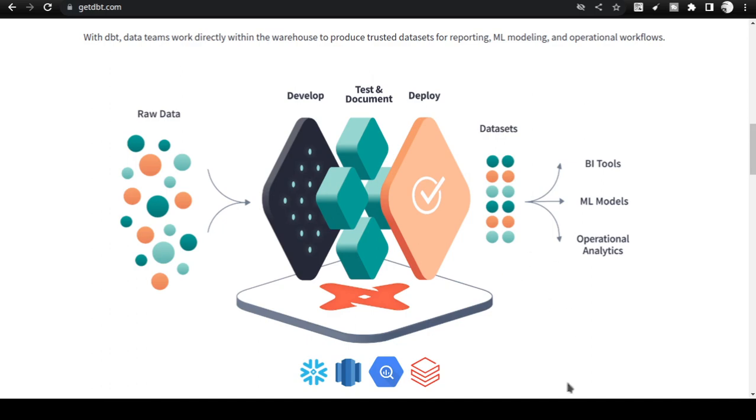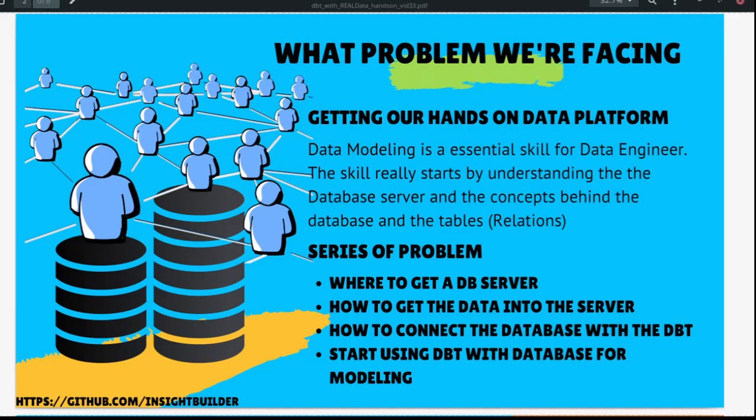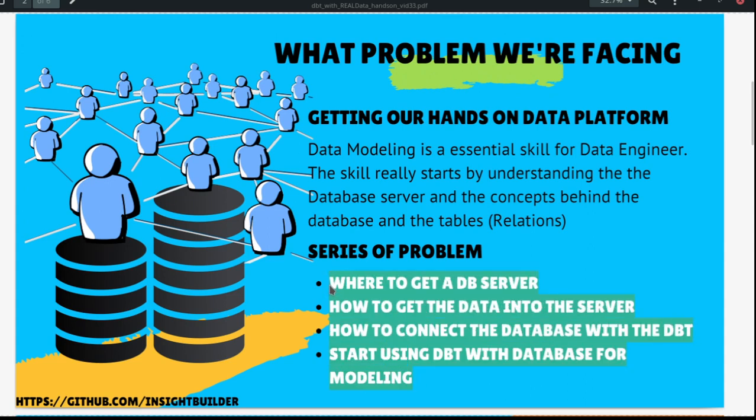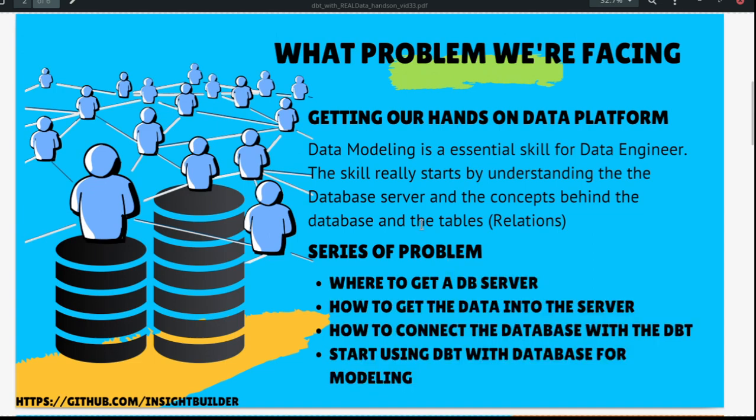Okay, so let us go back to the presentation. In order to become efficient and become a data leader, we have to understand, as I told, at the application level, but we need to get our hands on the database server first. How are we going to do that? Second, we have to get the data into the server. How are we going to get the data first, and how are we going to get it into the server? The third is we have to connect the database server with DBT. And finally, we have to start using DBT. These are very challenging steps that we need to take to learn data modeling.